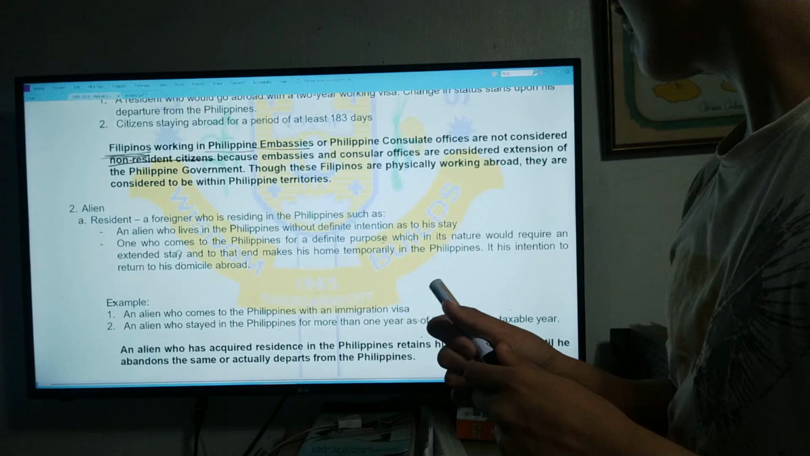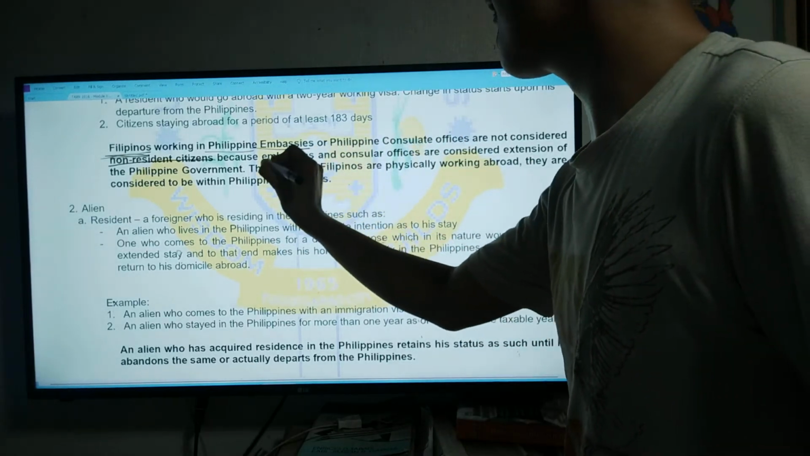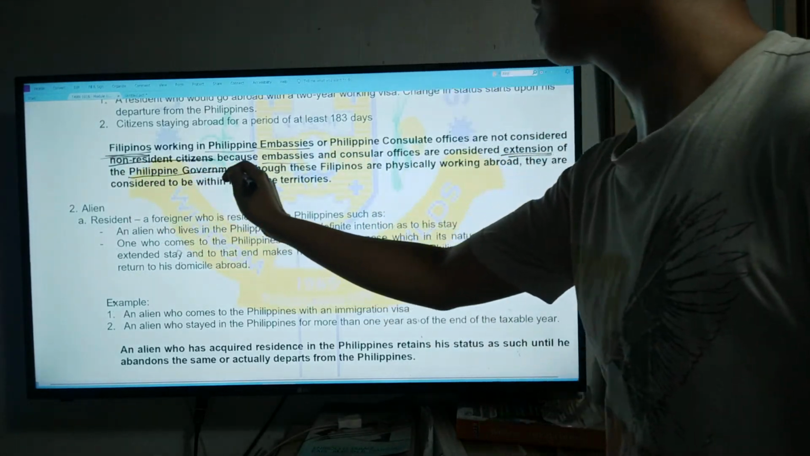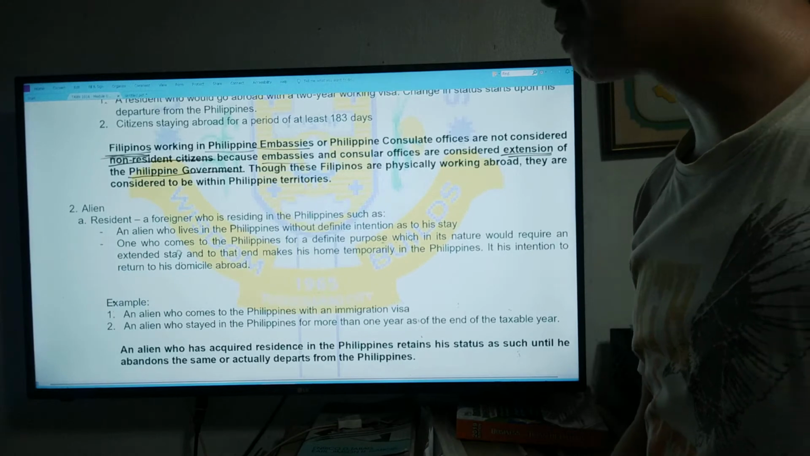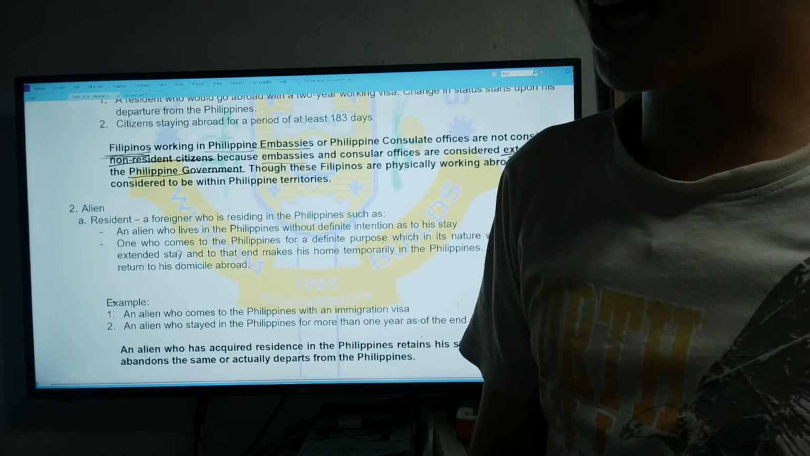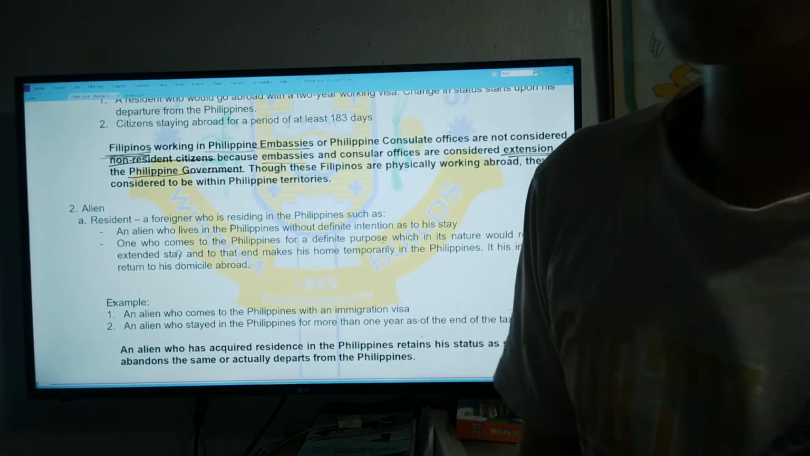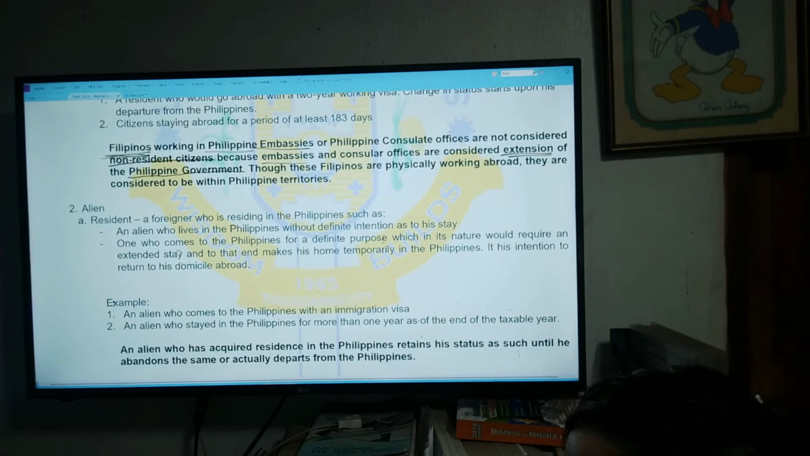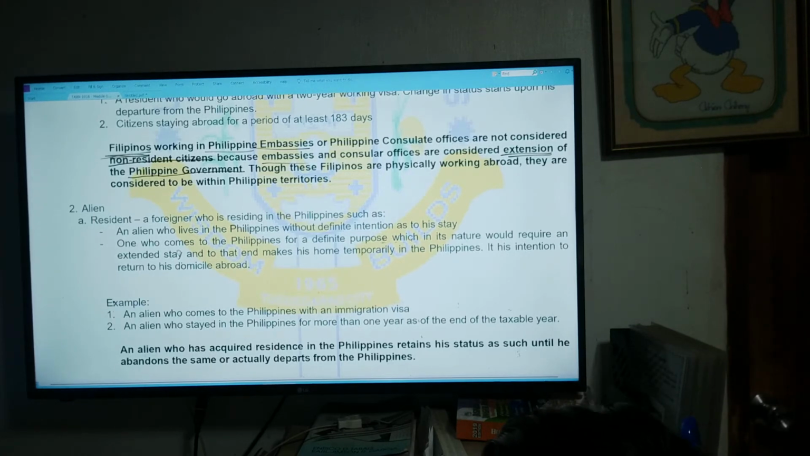For the main reason that the consular offices or the embassies are just mere extensions of the Philippine government. Meaning, okay, meaning, kapag nasa loob ka ho ng embassy, it's as if you are within the jurisdiction of the Philippines. Despite the fact that the embassy is situated or located abroad, you are still a member or you are still within the location of the Philippines. You are still under the jurisdiction of the Philippine government kapag nasa loob ka ho ng embassy.